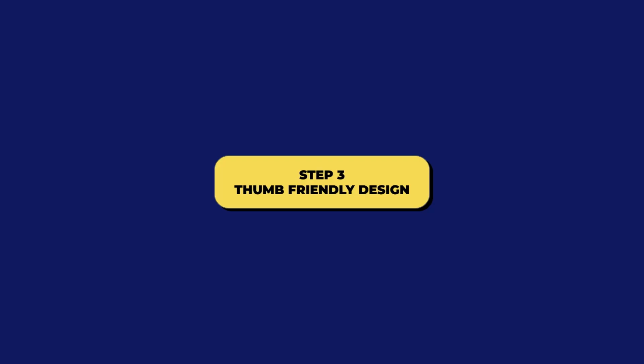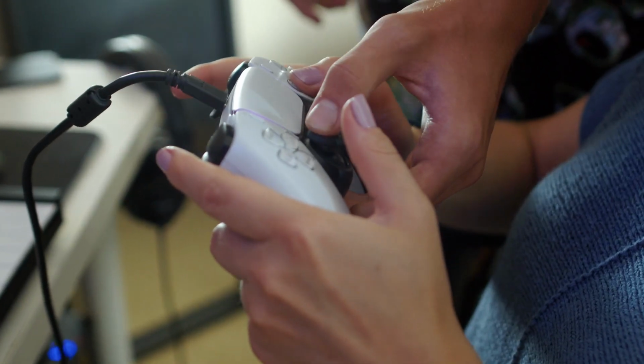Moving on to step number 3. Thumb-friendly design. Yes, thumbs have feelings too. You should design for thumbs, not just mouse pointers. Tiny buttons and menus requiring Olympic-level thumb gymnastics, that's a bad idea. So you need a user-friendly interface, and there are must-haves for that.